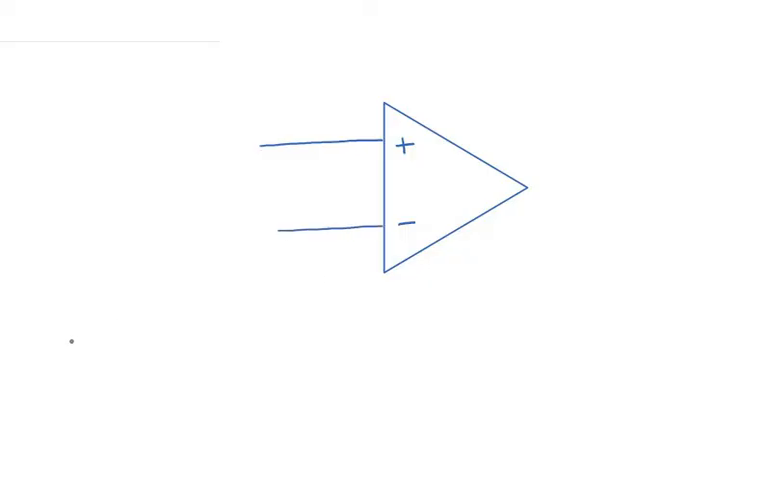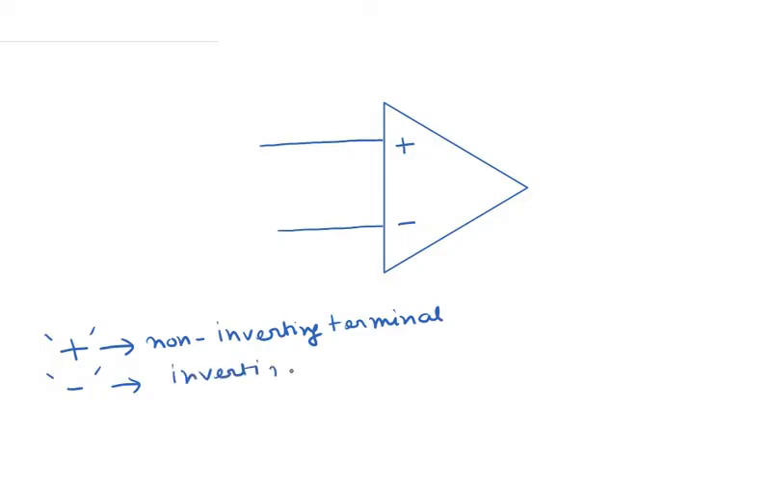Okay, and this plus is known as the non-inverting terminal, and minus is known as the inverting terminal. Okay, these are the two input terminals of the op amp.